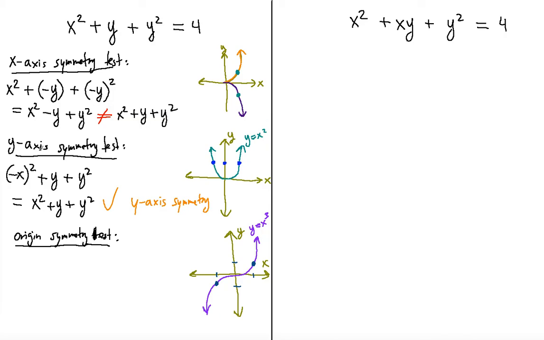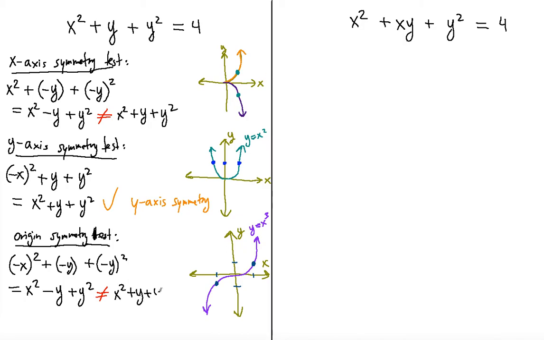All right? So now let's test that. We're going to negate the x, and we're going to also negate the y, and see what that gives us. All right, so that gives us x squared minus y plus y squared. Now, as you can see, this does not equal the original left side, right? Because we have a minus y. X squared plus y squared, right? So there's no origin symmetry, right? So the only answer to this is that there's y-axis symmetry.